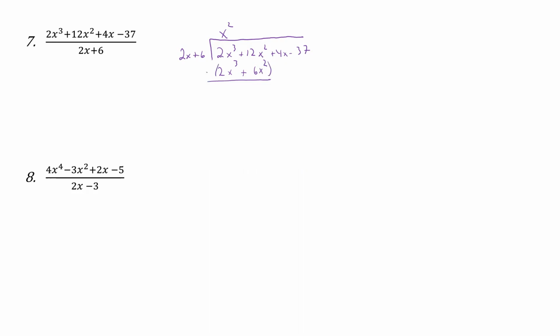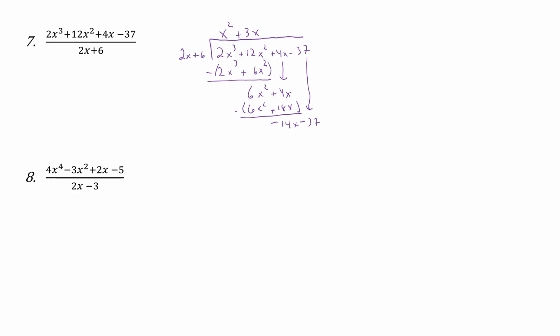Now we're going to subtract that off. So 12 minus 6 is going to give us 6x squared plus our 4x when we bring that down. Now 2x times what gives us 6x squared? Well, times 3x. And so that gives us 6x squared plus 18x. Subtract that off. Now we have 4 minus 18, so that's a minus 14x. And then minus 37.